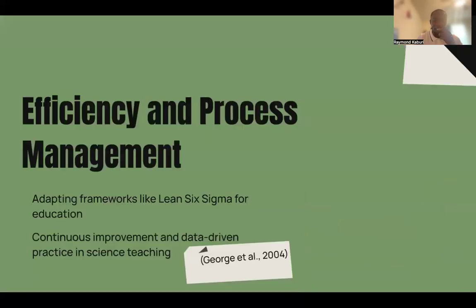Efficiency and progress of management. I've talked about the fact that the CoSign framework has a component of process management. So it helps teachers and teacher education leaders to have adaptation frameworks and lean segments of education, continuous improvement, and data-driven practices in science teaching and learning. That was also stated by George Ita in 2004.